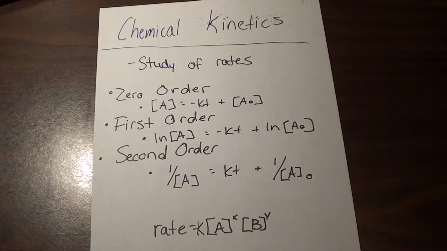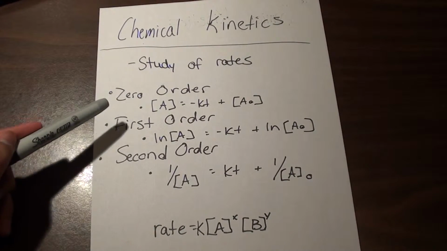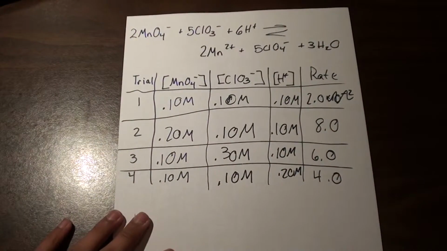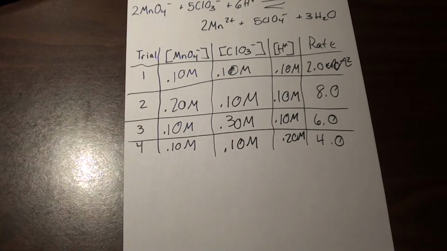So basically, the change in your concentration is creating an even larger change in your rate. The two things that I can almost guarantee you'll have to do on your AP test is determine the order of certain reactants in a reaction. You're going to have to determine it mathematically, and you're going to have to determine it graphically. So first, we're going to look at how to determine the order of reactants mathematically.